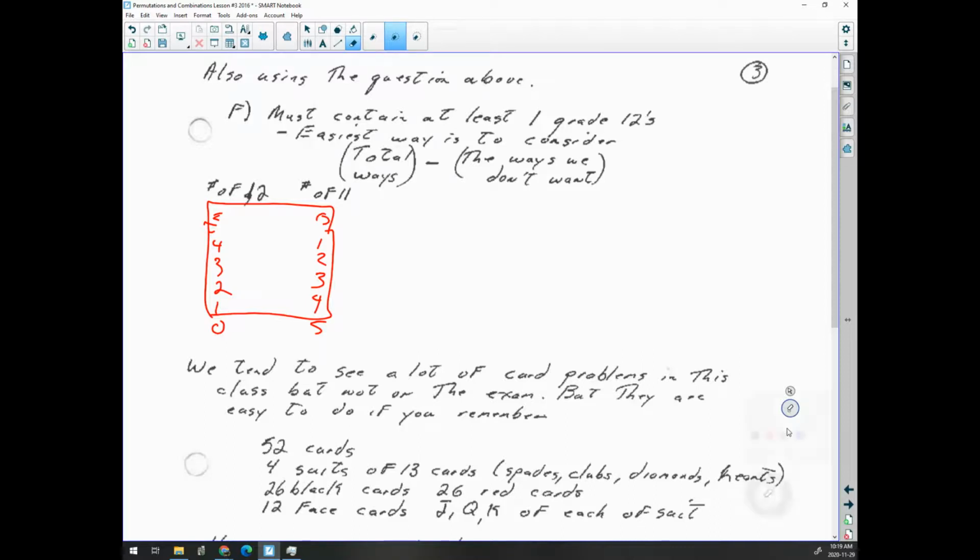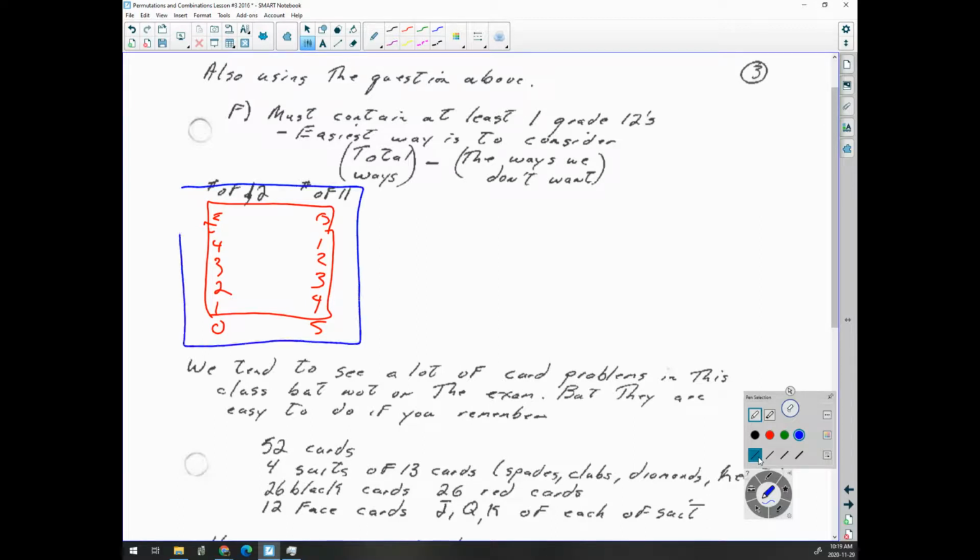I hope, this entire thing is a listing of every possible committee there is out there. Every committee that we could choose or make is going to contain one of these 6 options. So you notice what's missing from that total in that red box. There's only this guy here, no grade 12s and 5 grade 11s.